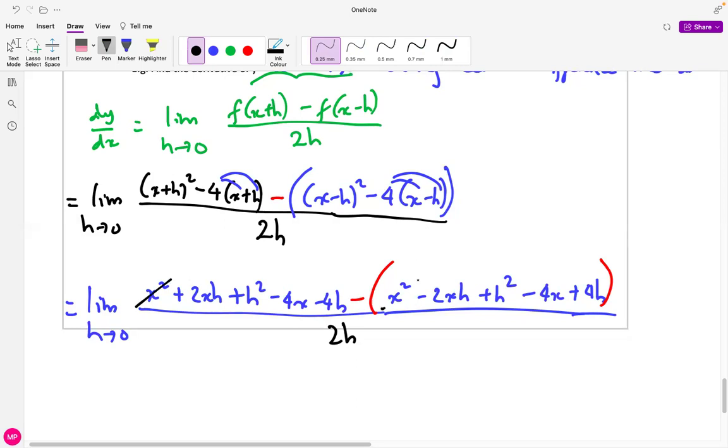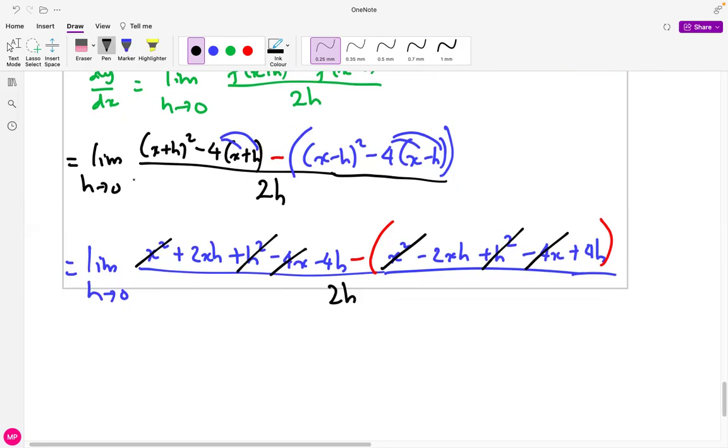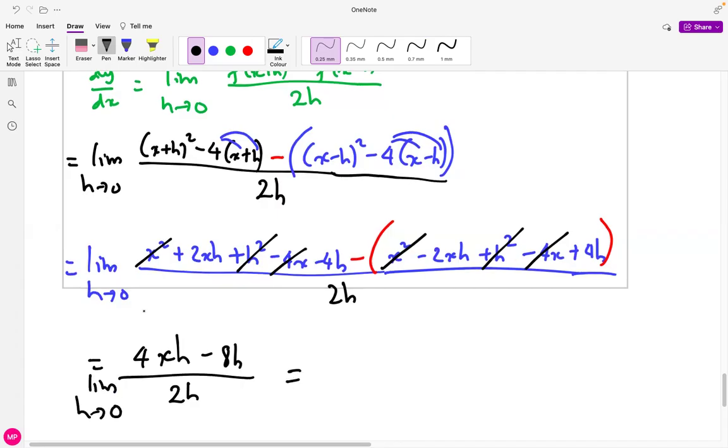Now let's look for terms to simplify. X squared minus x squared goes away. H squared minus h squared goes away. Negative 4x minus negative 4x also goes away. Now if you look at this one, 2xh minus negative 2xh will be 4xh, and then negative 4h minus 4h is negative 8h, over 2h. I still keep the limit outside. Then what I do next is I simplify.